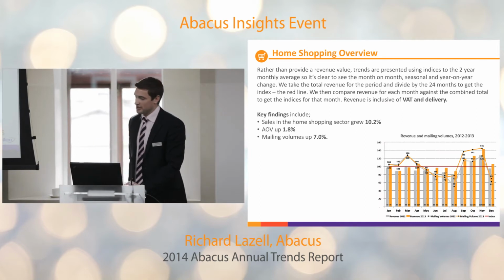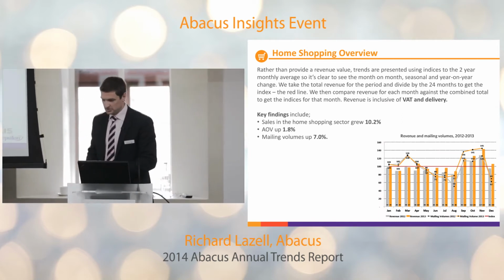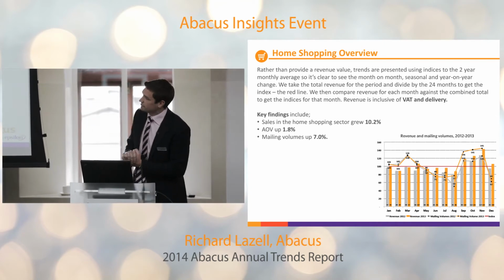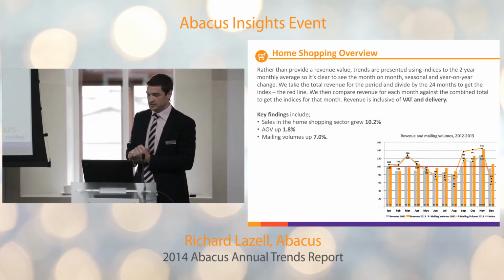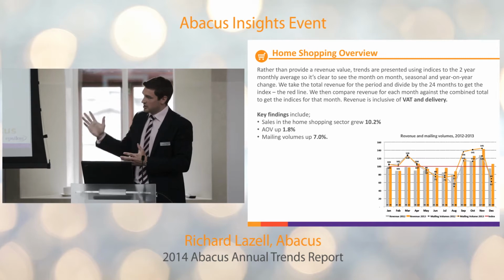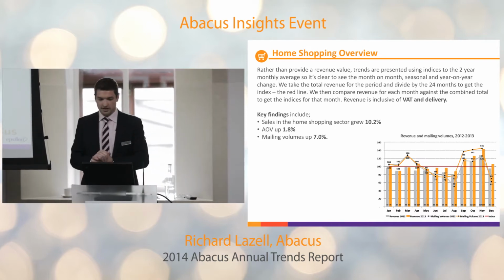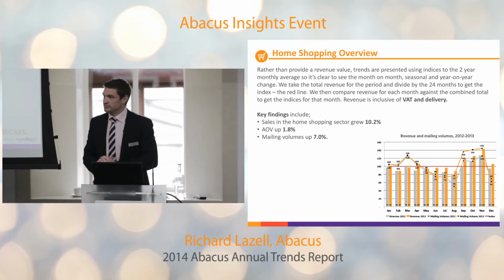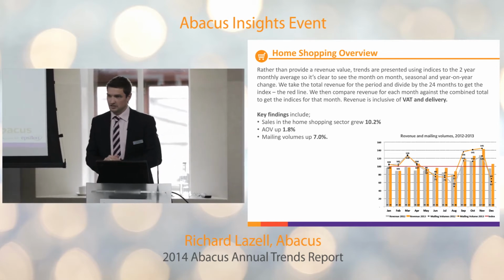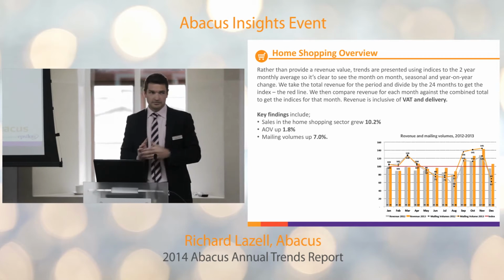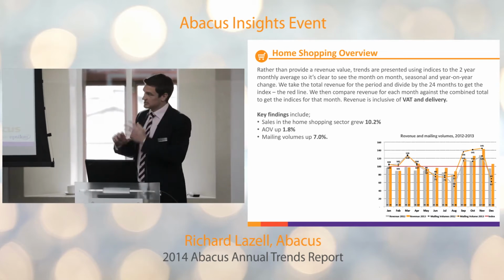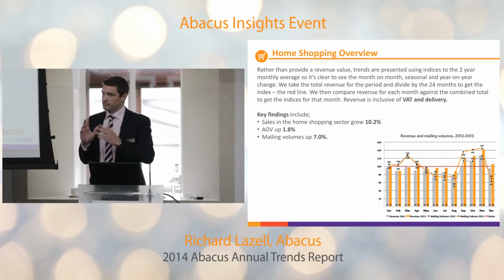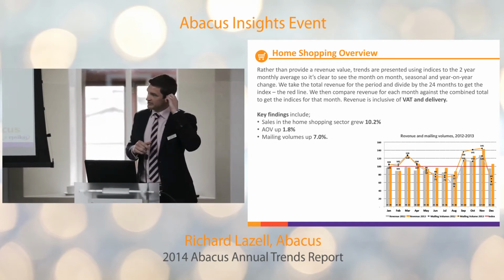Okay, so quite a lot going on here, so I'm just going to introduce the report itself. This report looks at revenue and mailing volumes 2012 to 2013. The grey bars are 2012, and the orange bars are 2013. Grey lines are mailing volumes for 2012, orange lines are 2013. Similarly to what Mark uses, we use indices rather than actual revenue figures. It provides a much better month-on-month, season-by-season or annual comparison.